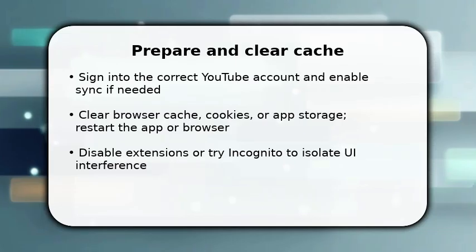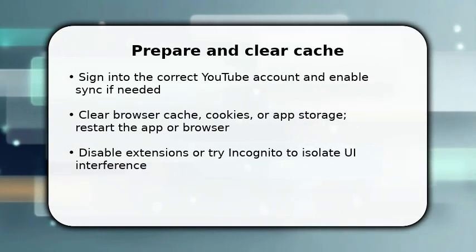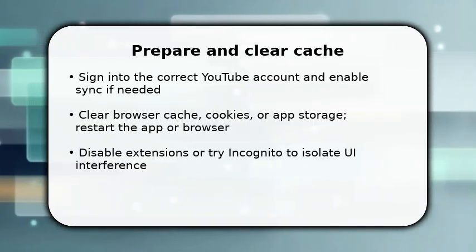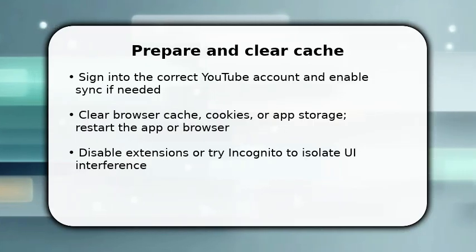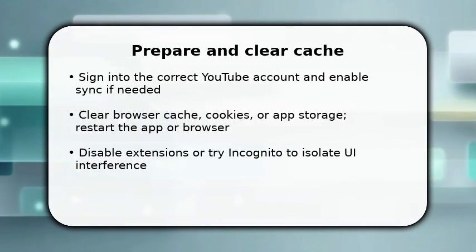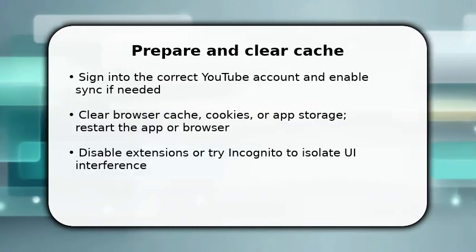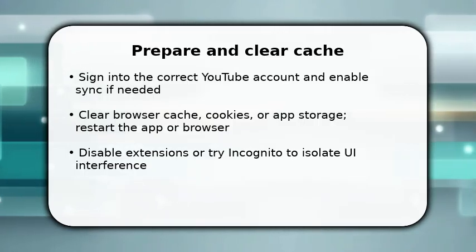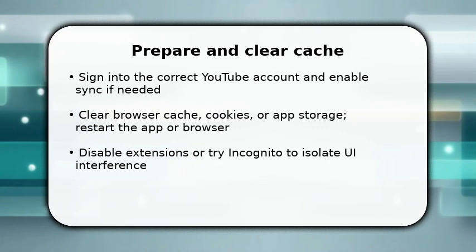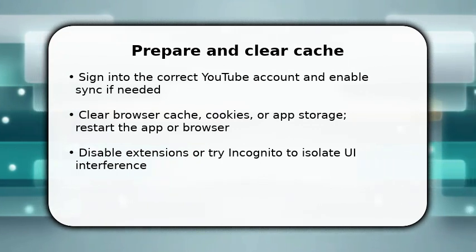You start by confirming you're on the right YouTube account and syncing preferences so changes persist. Next, clear the browser cache or app storage to remove corrupted UI data. Once done, restart the app or browser to reload fresh assets. If you're using extensions, temporarily disable them or open an incognito/private window to see whether an add-on is altering layout or behavior. These steps eliminate common local issues, so you can focus on deeper UI fixes that follow.